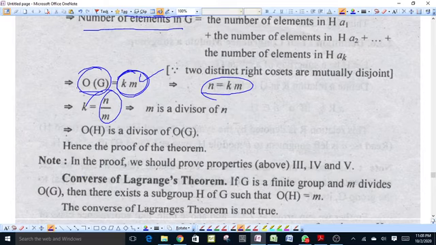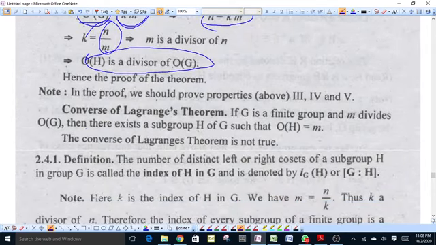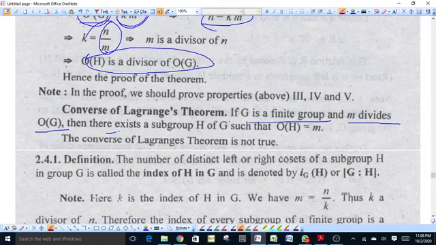m is the order of H and n is the order of G. This means the order of H divides the order of G. This is the proof of Lagrange's theorem. And the converse of Lagrange's theorem: if G is a finite group and m divides the order of G, then there is a subgroup H of G such that the order of H is equal to m, that is, there are m distinct elements in subgroup H.